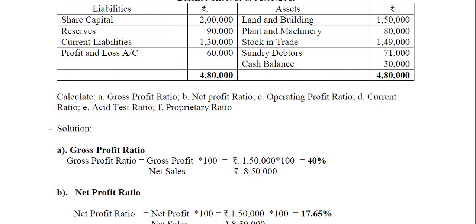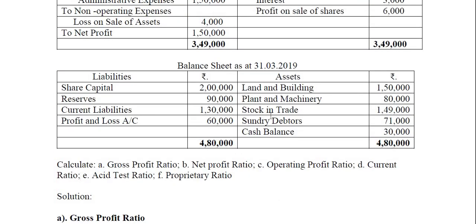that is the current ratio. Current ratio is equal to current assets to current liabilities. What are current assets here? Stock in trade, sundry debtors and cash balance. Put together, that will be current assets. Current liabilities are only one item, 1,30,000.